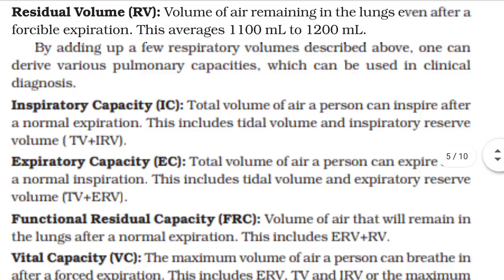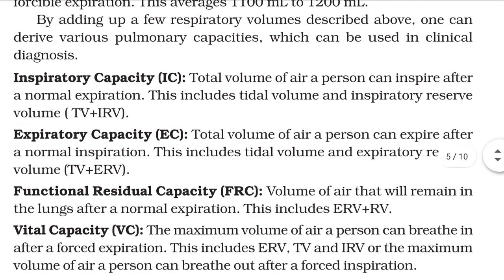By adding up a few of the respiratory volumes described above, one can derive pulmonary capacities. What is the capacity of the lungs? How much amount of air can it accommodate? That is the capacity, which can be used in clinical diagnosis. Based on the capacity, if the lung capacity is decreased, it means there is a problem with the lungs. So let's see the capacities.